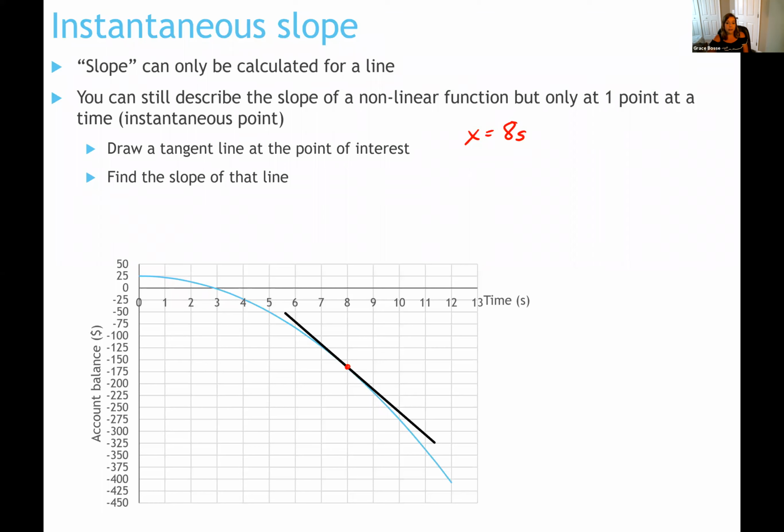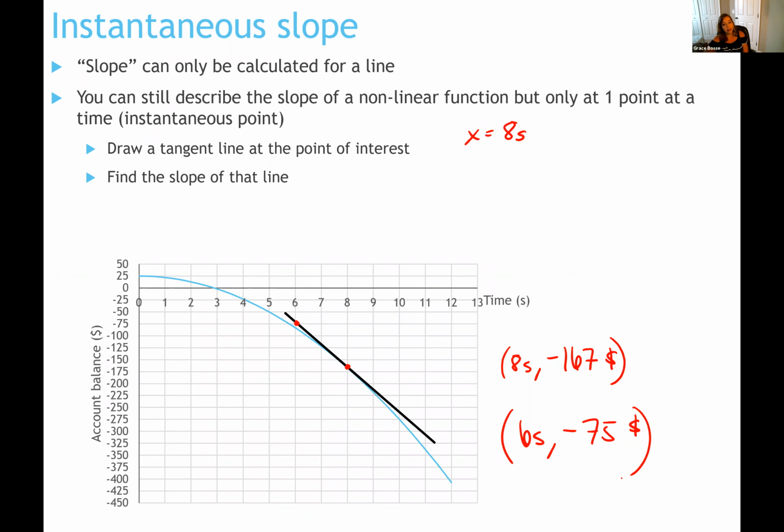And what I can do now is describe the slope of that line. So all I need to do is identify 2 points on that line. Doesn't matter what 2 points at all. I'm going to go with that point there at 8 seconds. So that's 8 seconds and about maybe negative $167. That's 1 point. Another point that I could do, I think this one looks pretty good: 6 seconds and about negative $75.